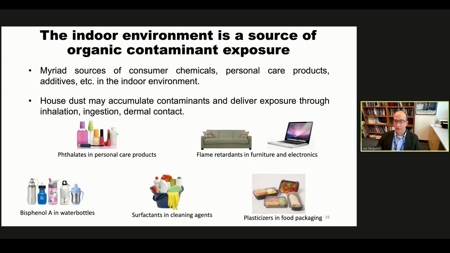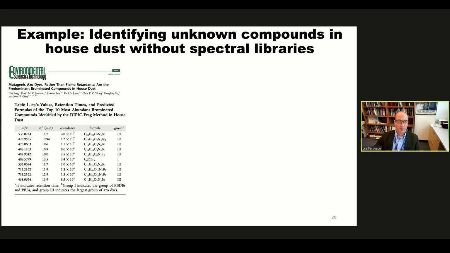I'm running out of time, but I'm going to give you an example of how we've used this in environmental samples. This is for indoor environmental analysis. We noticed a really interesting paper that came out of John Gysi's lab a few years ago, where they were able to observe a bunch of brominated compounds in house dust. But in many cases, they didn't know what the structures of these compounds were. They were able to assign masses and formulas, but they couldn't find the structures.